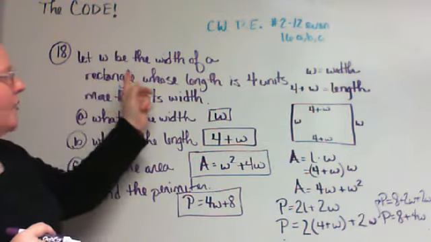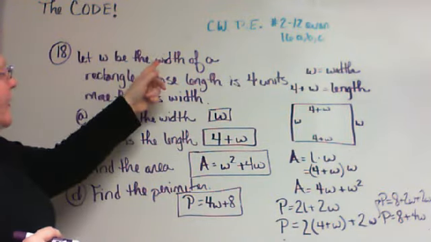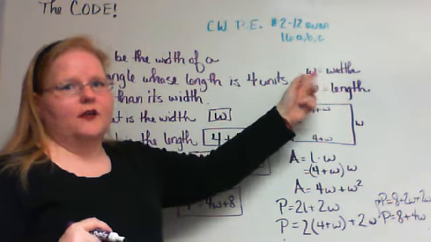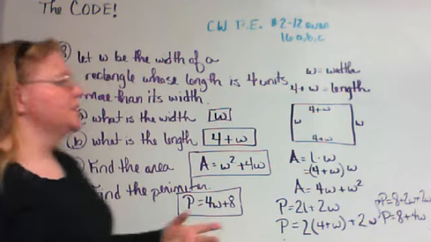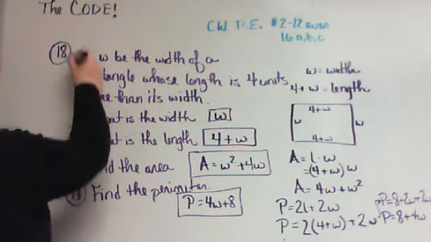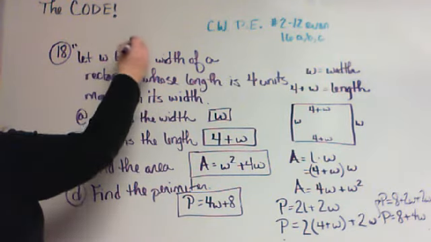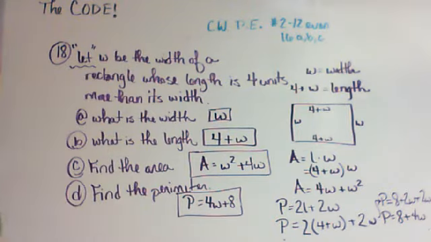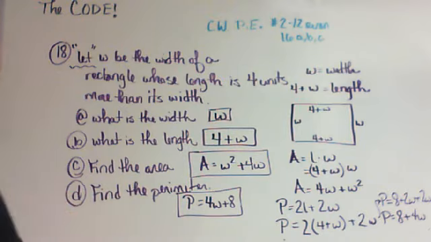Understanding that when they write these things, when they tell you let W be the width, that means you have to label it that way. That's one of the hardest things to get used to in algebra, is labeling stuff. So whenever they use the word let, that's what clues you in that you're going to have this big situation where you've got to set stuff up. That word let gets on people's nerves, but it's there nonetheless.